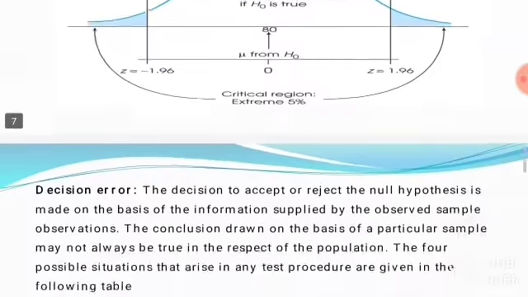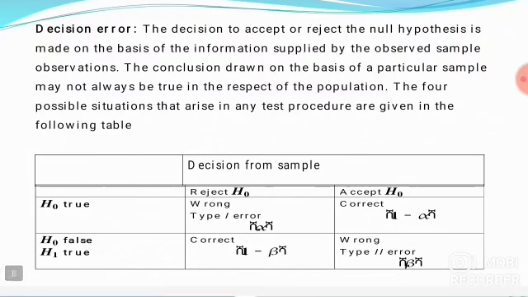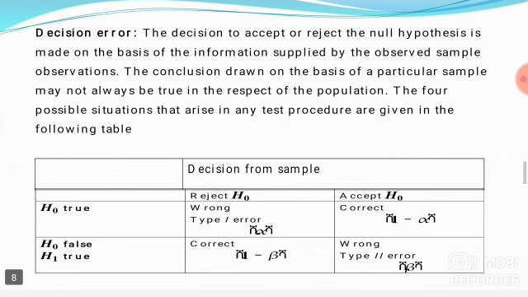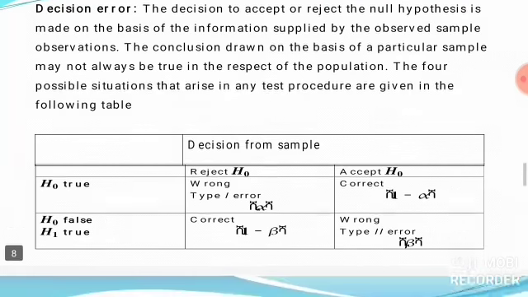Now, decision error. What is the decision? The decision to accept or reject the null hypothesis is made on the basis of the information supplied by the observed sample observations. The conclusion drawn on the basis of a particular sample may not always be true in respect of the population. The four possible situations that arise in any test procedure are given in the following table.